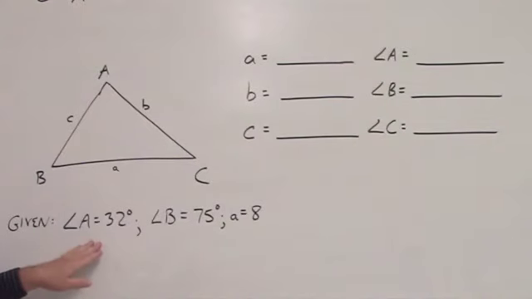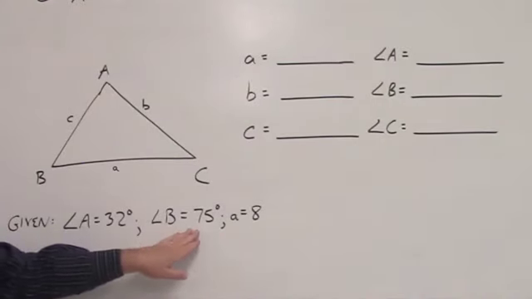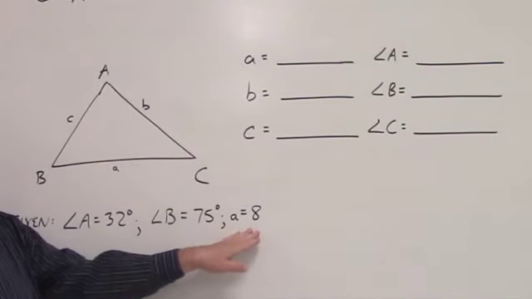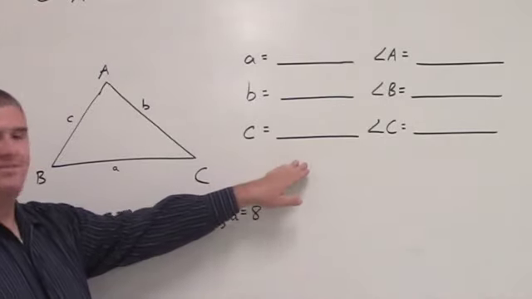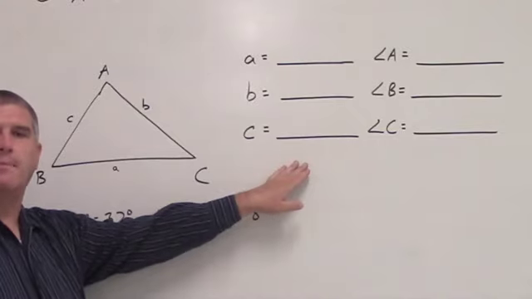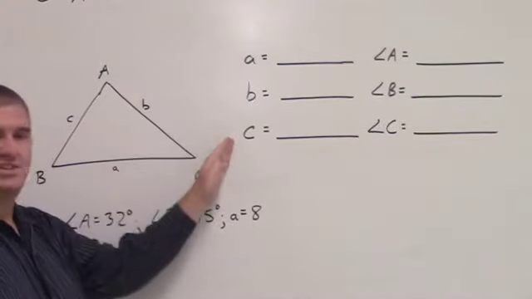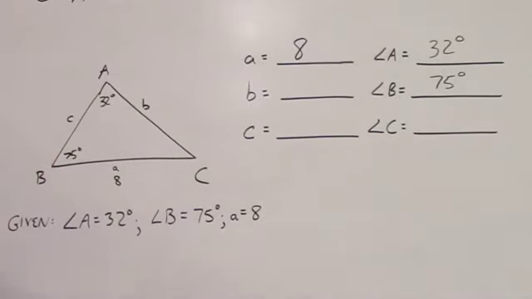Angle A is given to us as 32 degrees. Angle B is given to us as 75 degrees. And then side a is going to be a value of 8. So the first thing I'm always going to want to do is label what's going on. You'll notice that I've set this up already, just like we've set up a lot of our problems in the past, where we're setting up all 3 sides that we have to find and all 3 angles, and then we're going to fill in what we need.